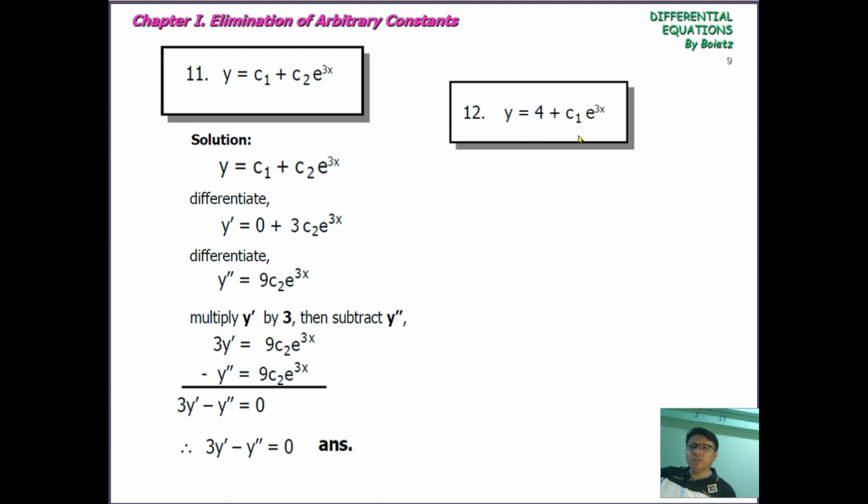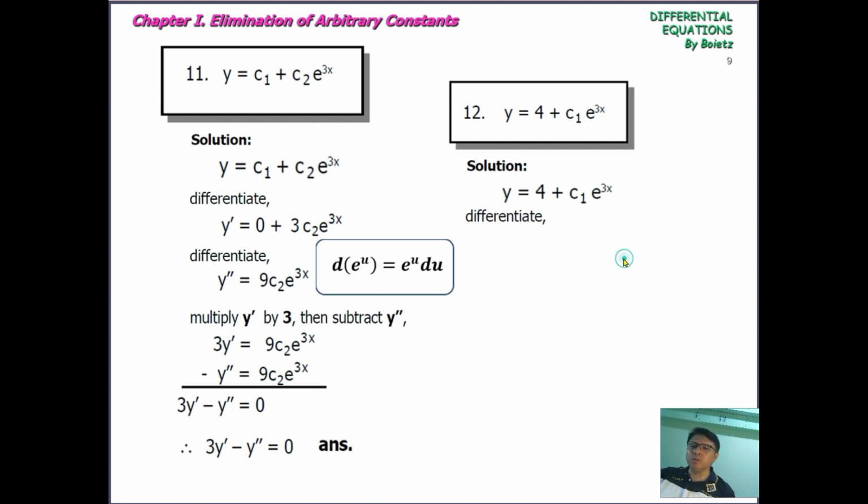So, number 2. I think that is similar. Almost the same. But what happened here is that there is only one arbitrary constant. This one is a constant, not arbitrary. So you only differentiate once. It will not reach y double prime. So, again, the derivative of e to the u du is e to the u du. So y prime, the derivative here is 0. Then C1, 3 e to the 3x. The derivative of 3x is 3. Okay. Then, only once. So, it is not eliminated right away.